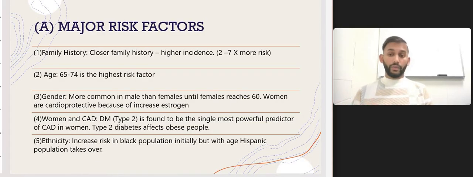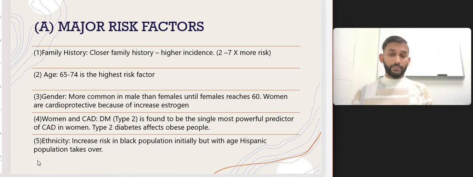When we say non-modifiable risk factors, it includes family history. If there is someone with coronary artery disease in the family, then there is a higher chance, 2 to 7 times more likely, that the patient will have it. Age, from 65 to 74, there's a higher chance the patient will have it. After 74, we have seen that number gets reduced. Gender-wise, males are at more risk. Males have it more compared to females, but females do worse than males because their symptoms are more vague. For females, up until the age of 60, we have estrogen that is cardioprotective in nature, but after that, with menopause, there is no more estrogen production, which puts them at high risk.